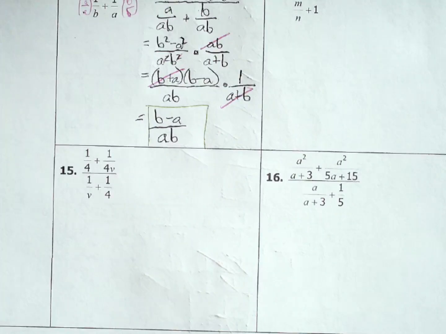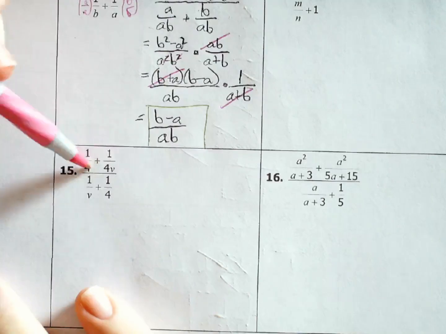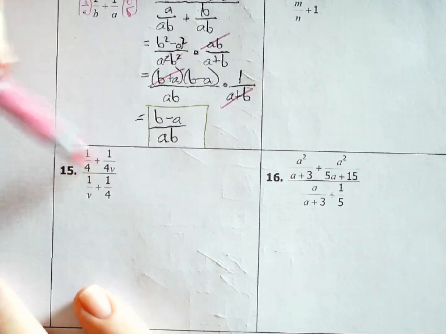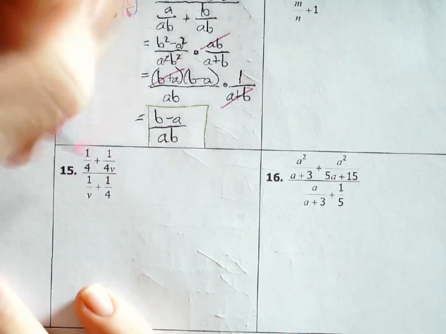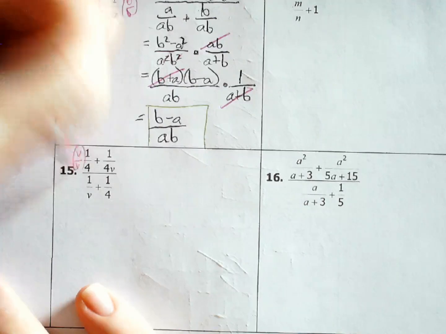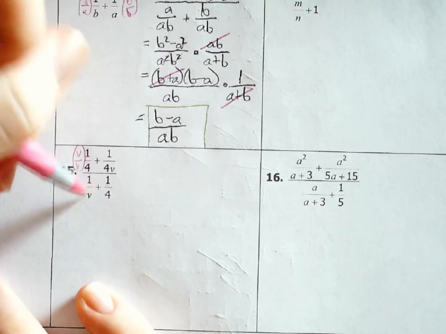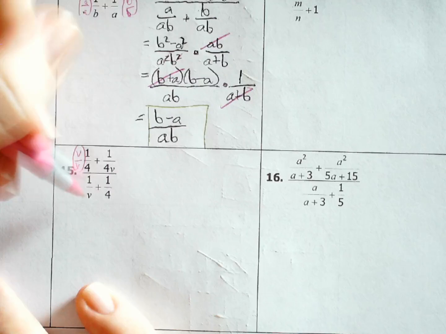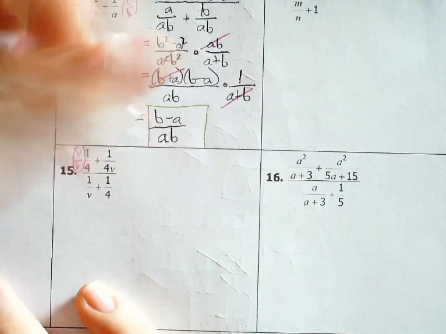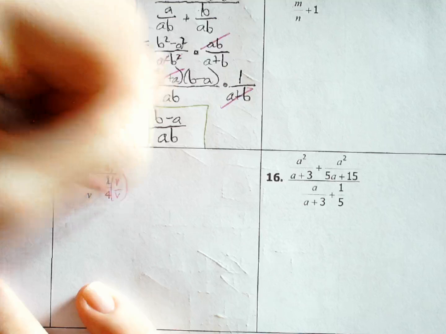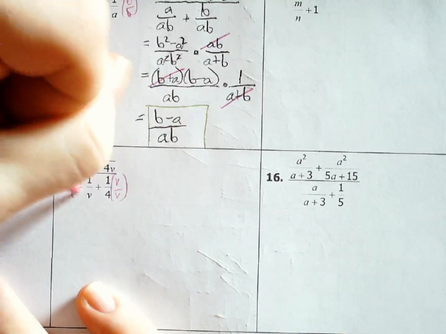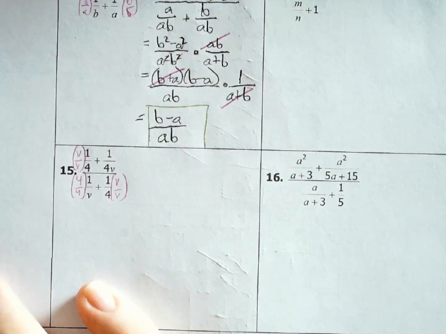There's one more problem, right? So let's take care of number 15 here. And I want to get these common denominators. I have a 4 and a 4v. What's the first fraction missing? It's missing a v on the bottom. So I multiply this by v over v. And at the bottom I have a v and a 4. So the first fraction is missing a 4. Second fraction is missing a v. So let's multiply this by v over v and 4 over 4.